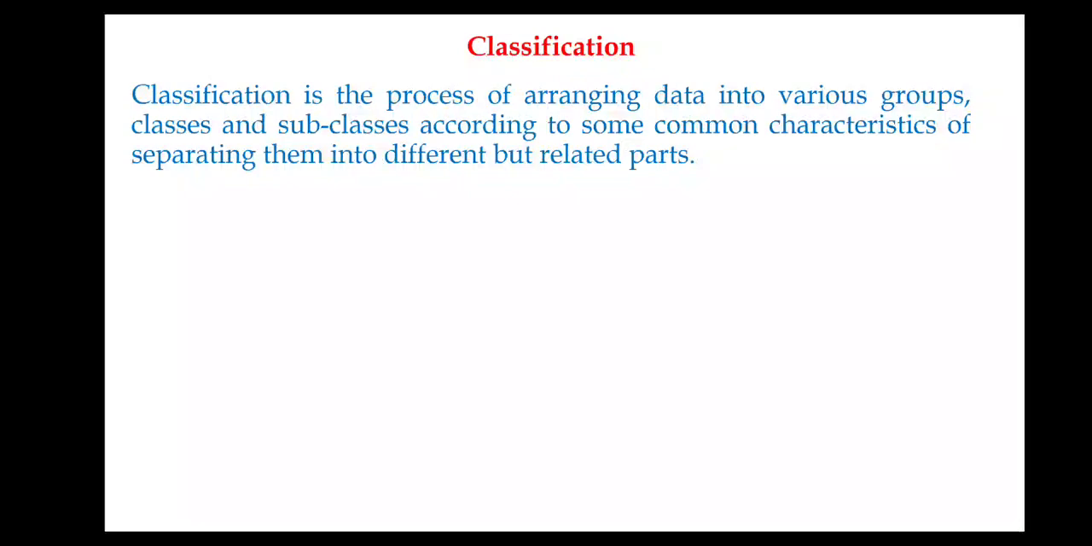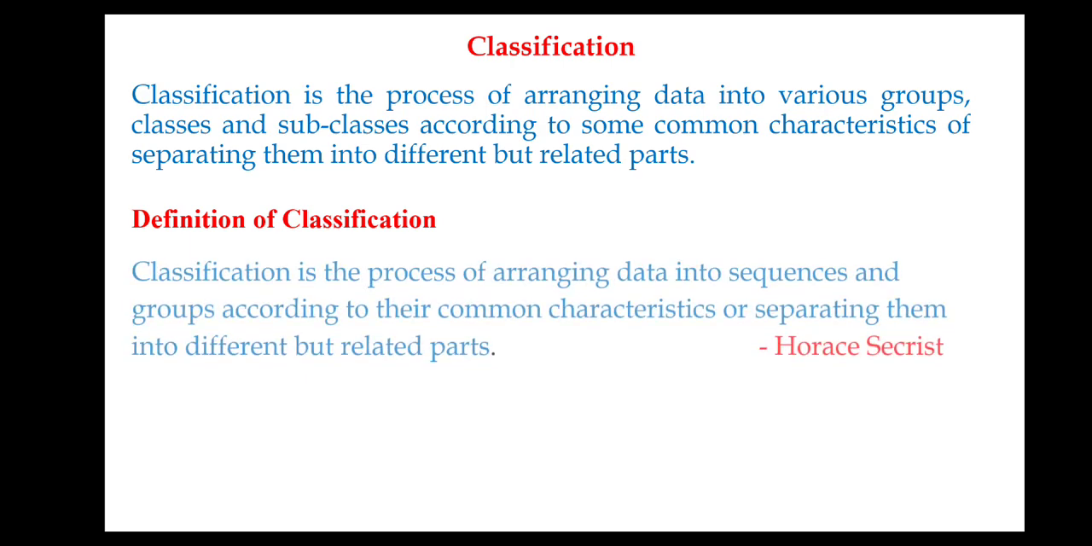Classification. Classification is a process of arranging data into various groups, classes and subclasses according to some common characteristics, separating them into different but related parts. This is called classification. Now, the collected information, how we are going to separate and arrange into various groups, that is called classification.